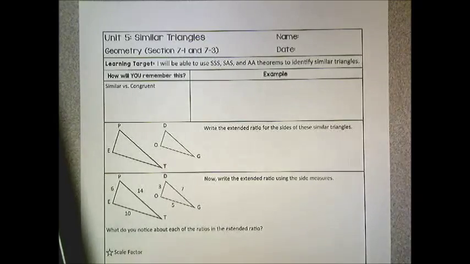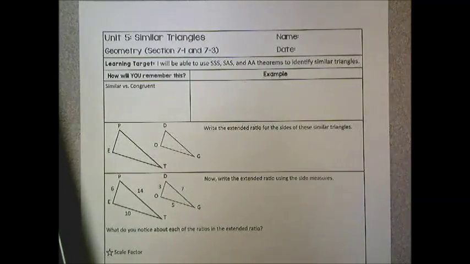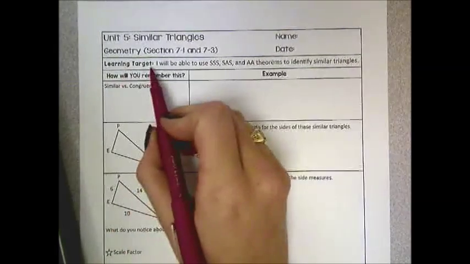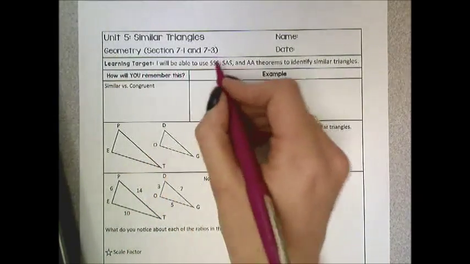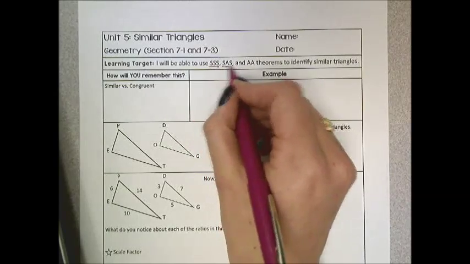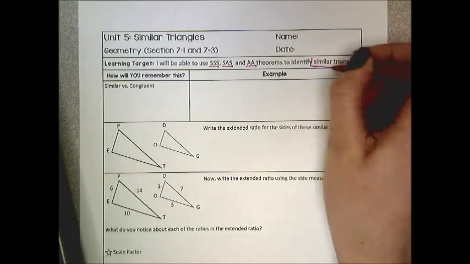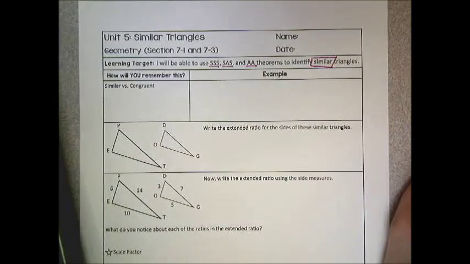Hey everyone! So our next unit is on similar triangles. This is going to be sort of like congruent triangles, but instead of congruent, they are similar. We're going to see that difference as we go through these notes. Your learning target is that you will be able to use SSS, SAS, and AA theorems to identify similar triangles.